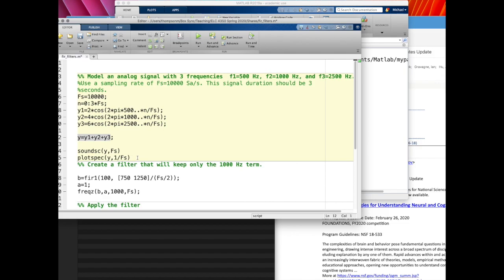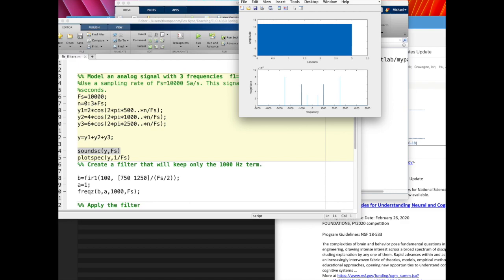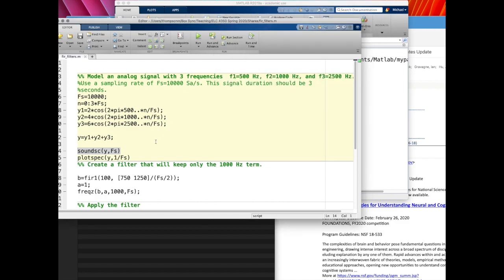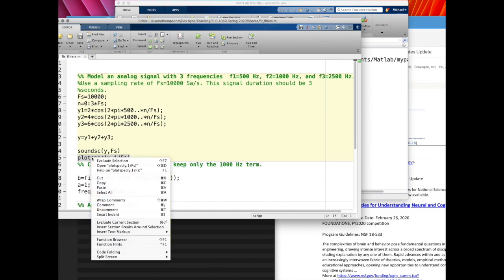All right. So from there you can listen to that. When you listen to it, here we go. Not very pleasant, but that's what it sounds like. Okay, we can also look at the spectrogram. I'm sorry, plot spec. Remember with plot spec, we're looking at sort of an aggregate of all frequencies.